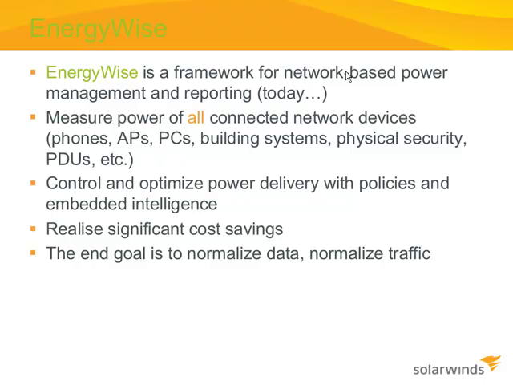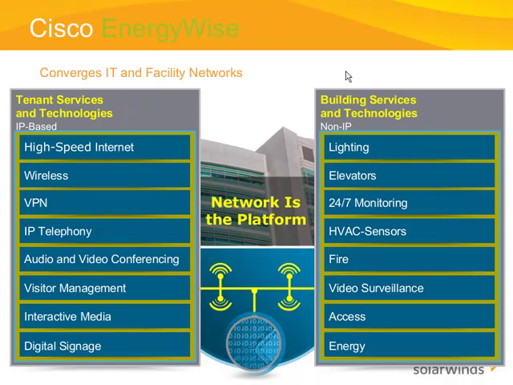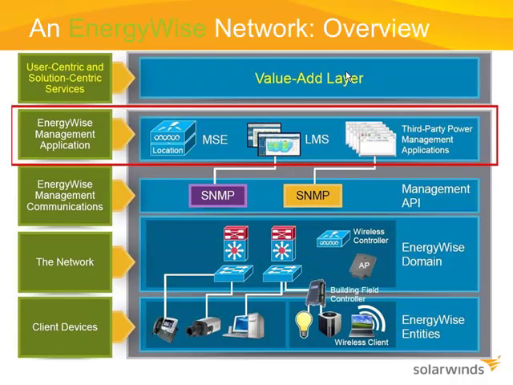And so Cisco's providing a way to, again, use what they've already got, equipment you already own, to start implementing some stuff. And so a little bit about EnergyWise, it really takes tenant services technologies that are IP-based, like high-speed internet, wireless, VPN technologies, and it combines them with building services that are non-IP, like lighting, elevators, 24/7 monitoring. And we're using the network as the platform. We're now combining these efforts so that we can start to control more of this from the network. And, when you think about it, imagine a day where you could walk into the office, or maybe one of your users walks in and they scan their badge at the front door.